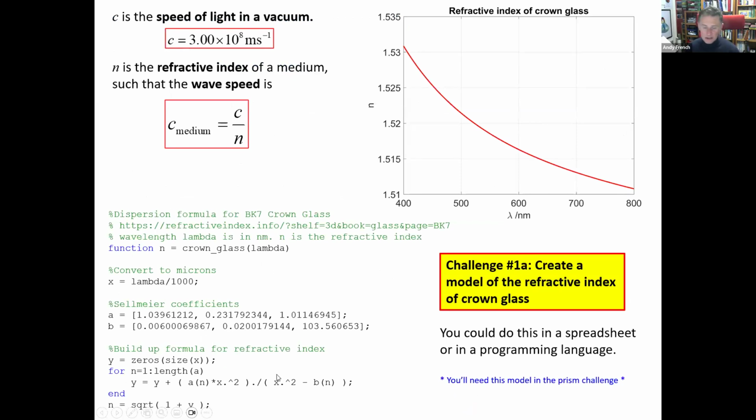This is literally how you do it in MATLAB, but you could do it in Excel. There are these coefficients that you have to use, and you use a loop, and it's something squared over something squared minus a constant. So it's not a trivial formula, something that really lends itself to doing with a spreadsheet. And you end up with a curve that looks a bit like this. So this is over the visible range, or just about.